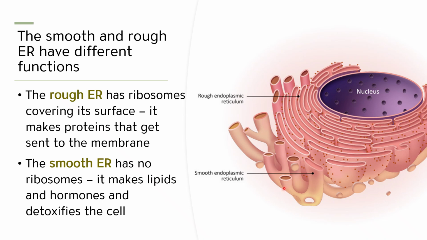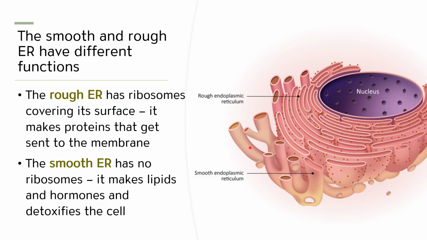Then later, we have the smooth ER. This tends to look more like some coral and tubulous coral rather than these flat pancakes. And if we look, there are no ribosomes on it. So this does not make proteins. Instead, it makes lipids or fats, and it'll make all the hormones for the cell in the body, and it also detoxifies the cell. So the smooth ER actually can even act like a little liver. This is where we detoxify toxic chemicals like alcohol and things like that when they enter into our cells.